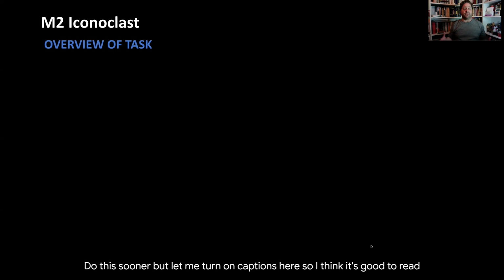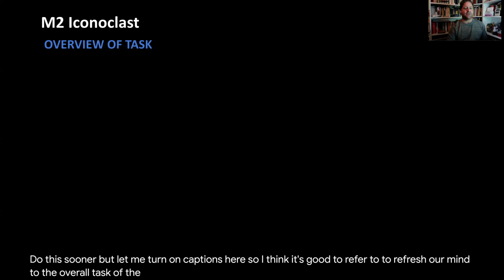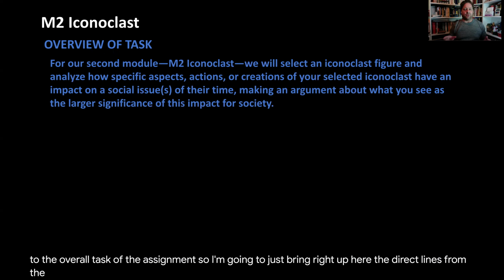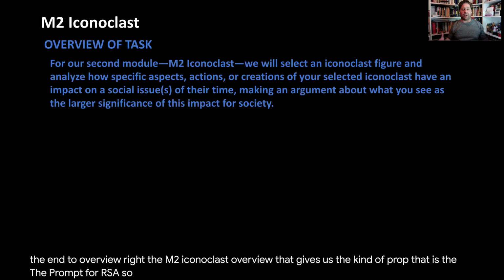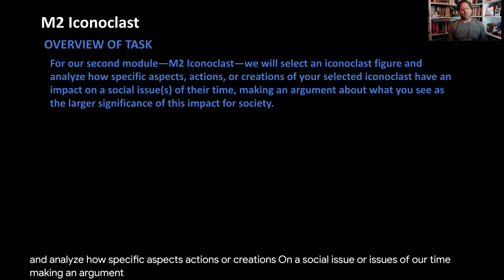So I think it's good to refresh our mind to the overall task of the assignment. So I'm going to just bring right up here the direct lines from the M2 overview, the M2 Iconoclast overview that gives us the prompt for our essay. For our second module, M2 Iconoclast, we will select an iconoclast figure and analyze how specific aspects, actions, or creations of your selected iconoclast have an impact on a social issue or issues of their time, making an argument about what you see as the larger significance of this impact for society.